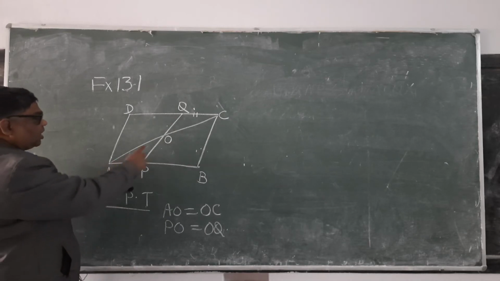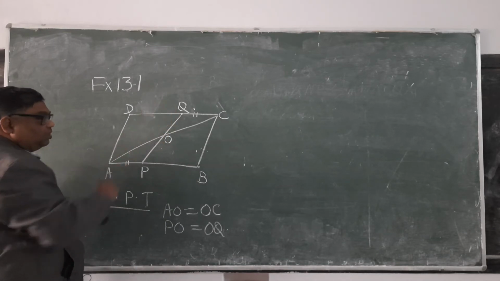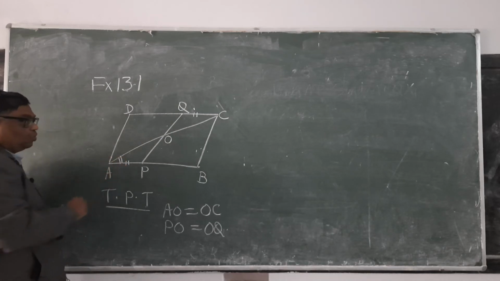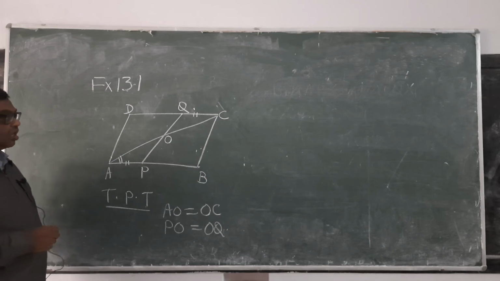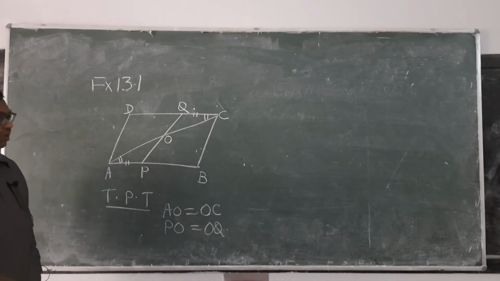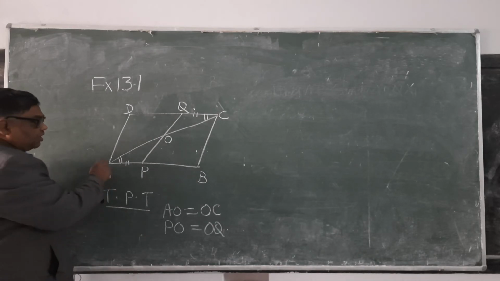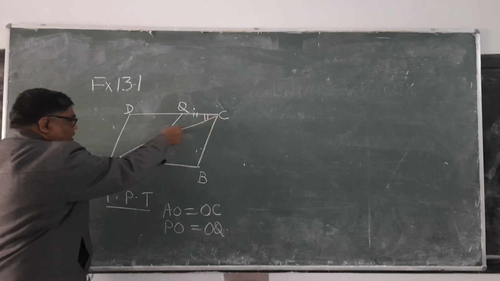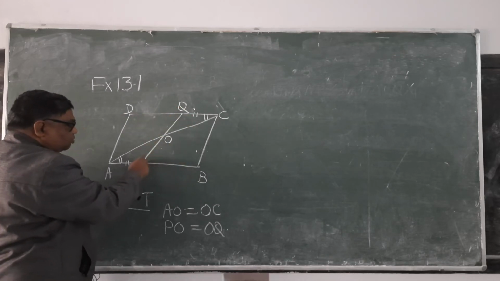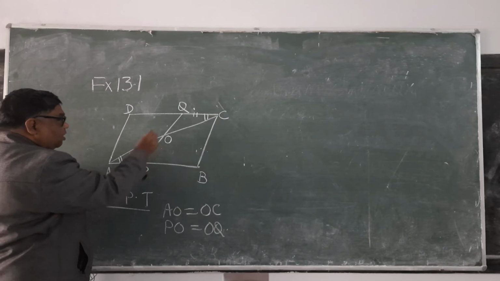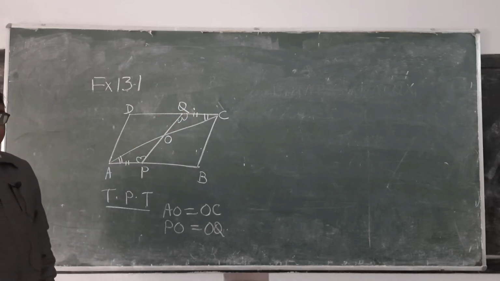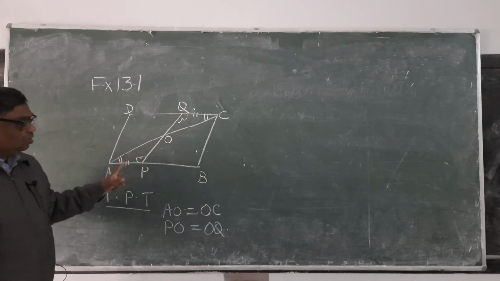So you see the triangle APO and triangle COQ. This angle will be equal to angle OCQ. Why? Alternate, because this is parallel to this and this is the transversal. Similarly, this is parallel to this and this is the transversal. Therefore, this angle will be equal to this angle. It's clear? And this equals this.